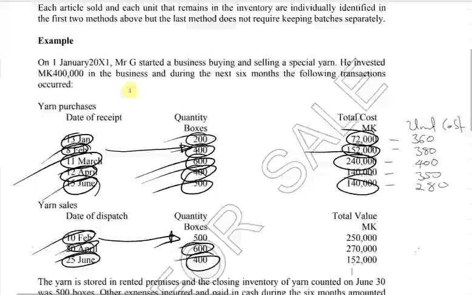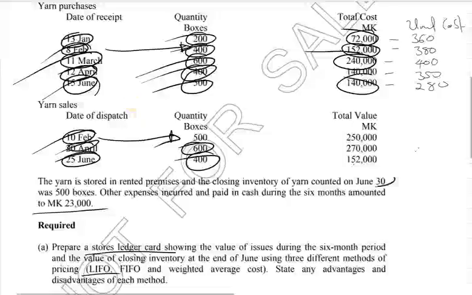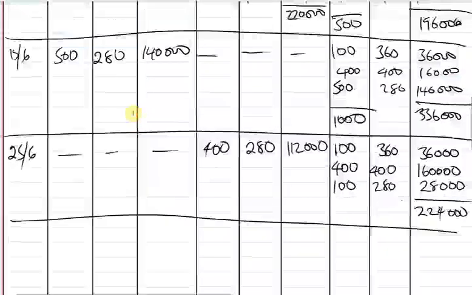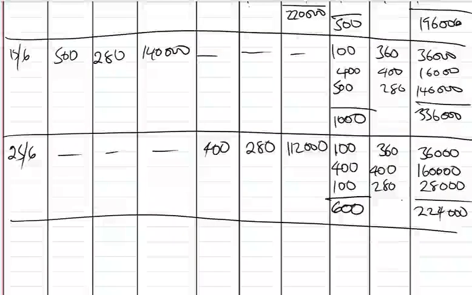But they also did an inventory count on 30 June. They counted that there are 500 boxes. But in our stores ledger card, we can see that the balance here is 600. Meaning there's been stock lost. It's either it has been stolen or it has been damaged, but that's stock loss. The difference, which is 100, should be treated as an issue. So on 30 June there will be an issue of 100, which is the stock loss.